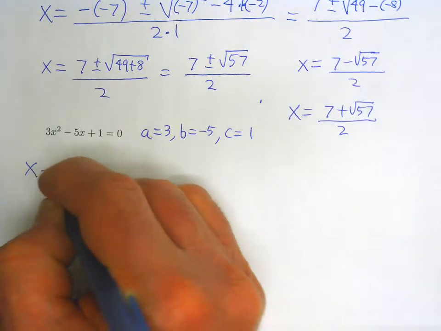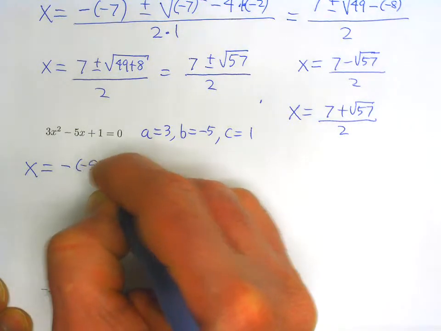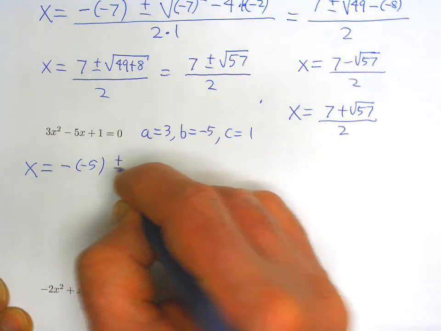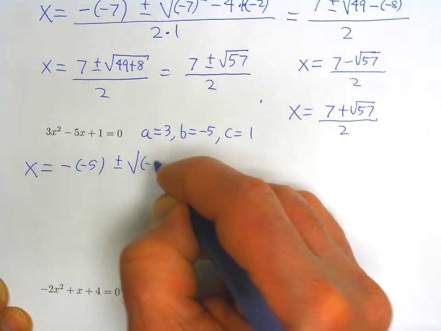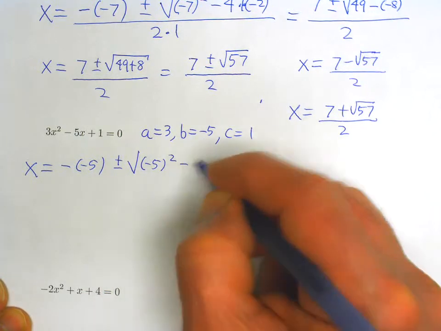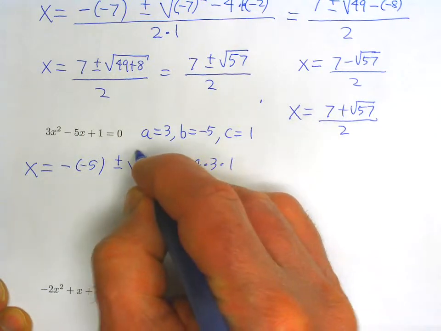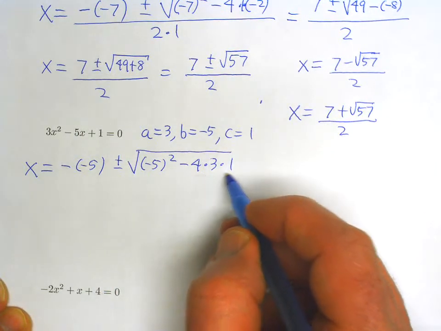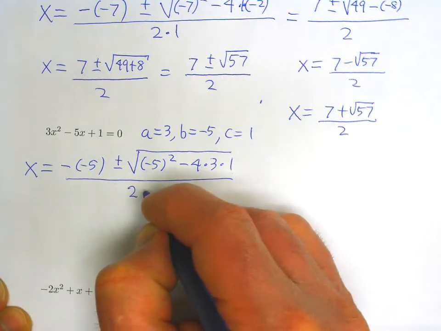Okay, so we'll use the quadratic formula. X equals the negative of -5 plus and minus the square root of the number -5 squared minus 4 times a times c, 4 times 3 times 1. And then all divided by 2 times a, which is 2 times 3.